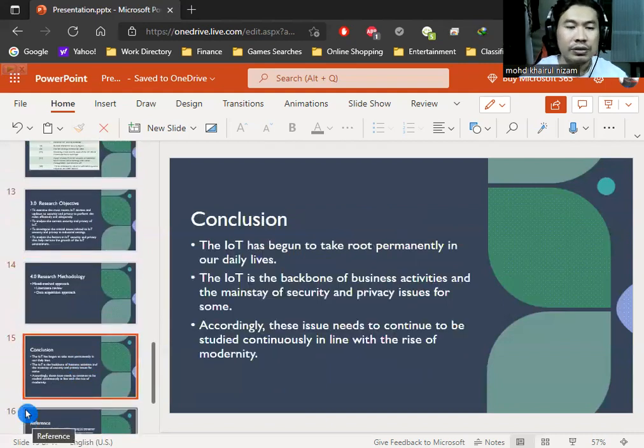As a conclusion, since IoT has begun to take root permanently in our daily life, it has become the backbone of business activities and the mainstay of security and privacy issues for some. Accordingly, these issues need to be studied more continuously in line with the rise of modernity.